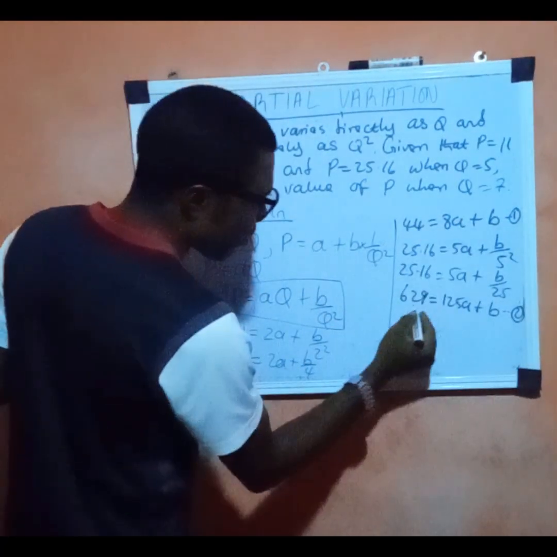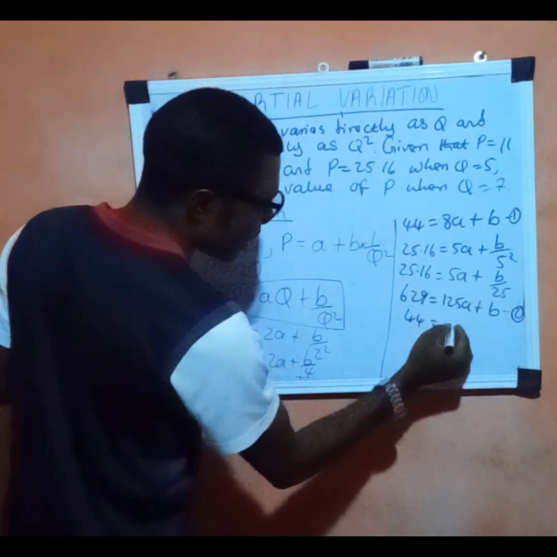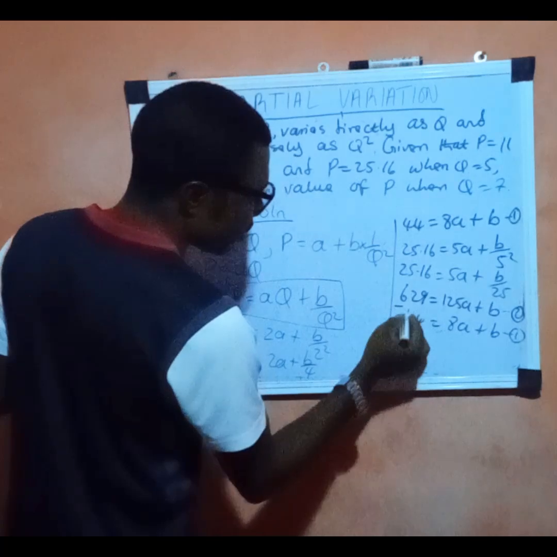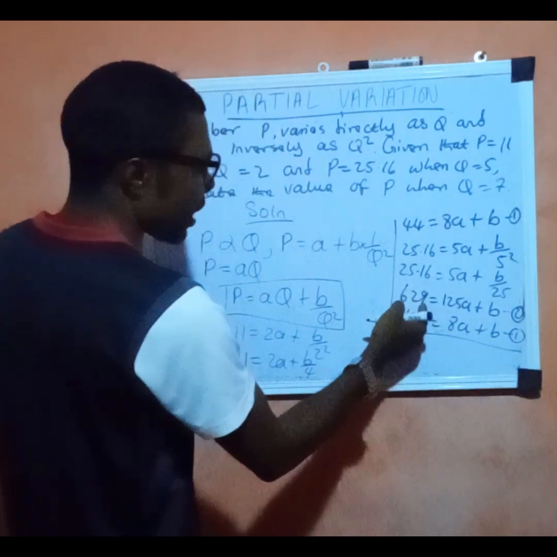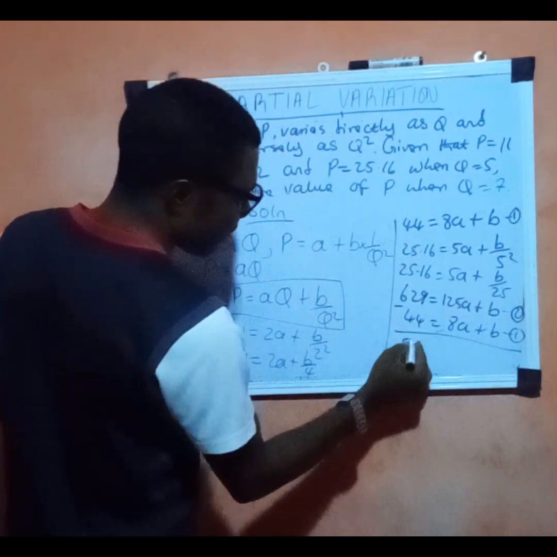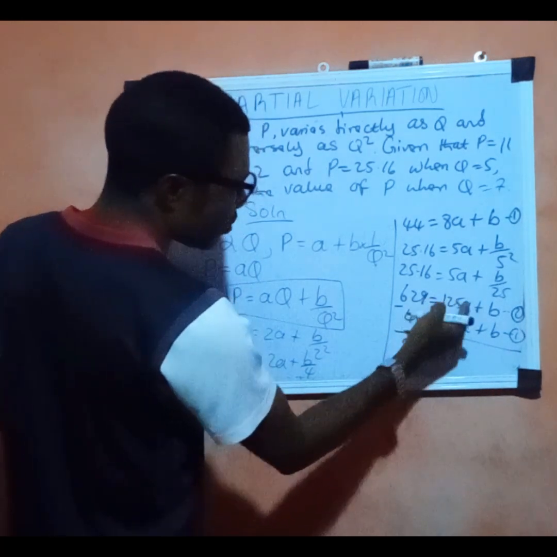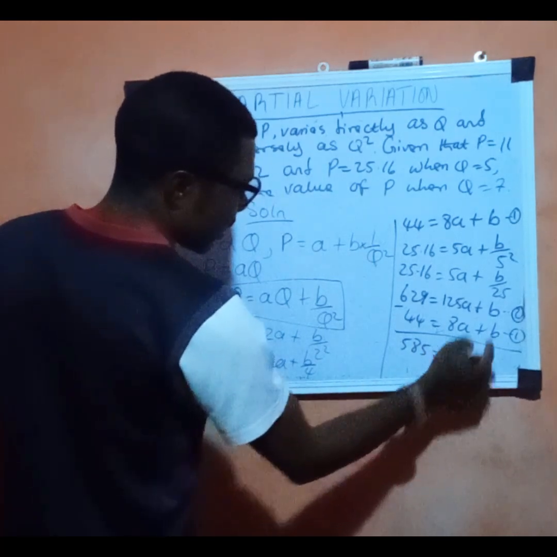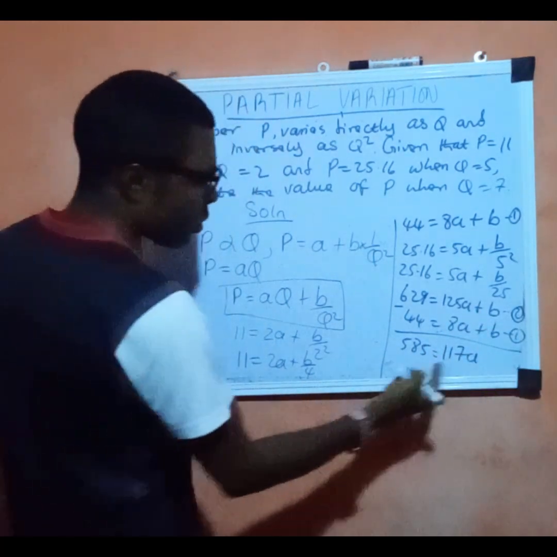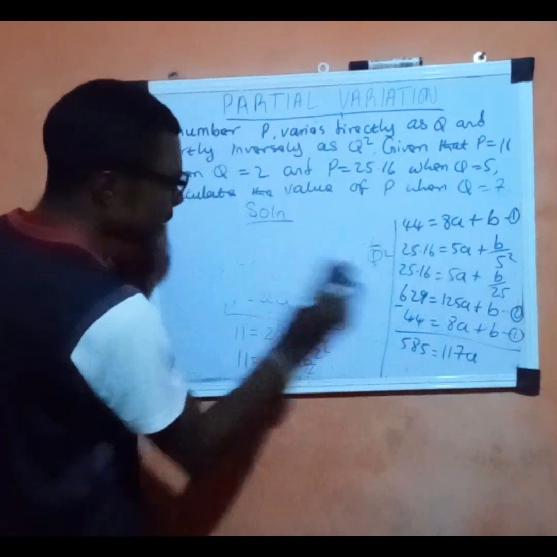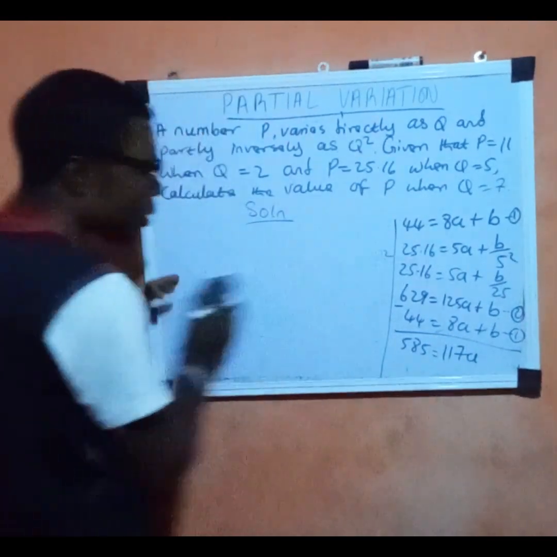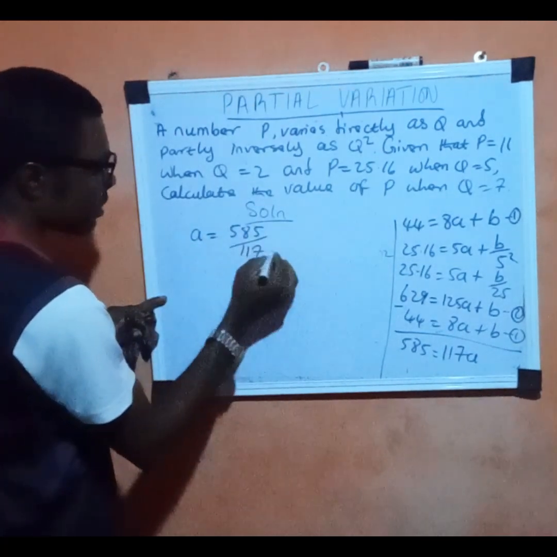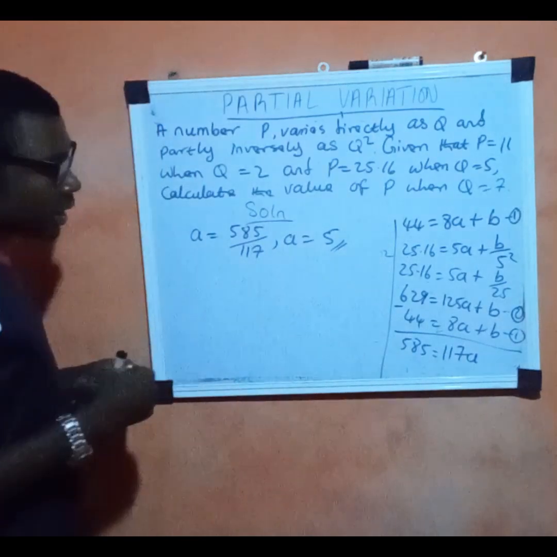So we bring down equation 1 here to have 44 equals 8A plus B, equation 1. The same thing we did in the other one, we subtract. 629 minus 44 will give us 585 equals 125 minus 8 will give us 117A, and B minus B will be eliminated. So we try to find A by dividing through by 117. So A will be 585 over 117, which is 5.